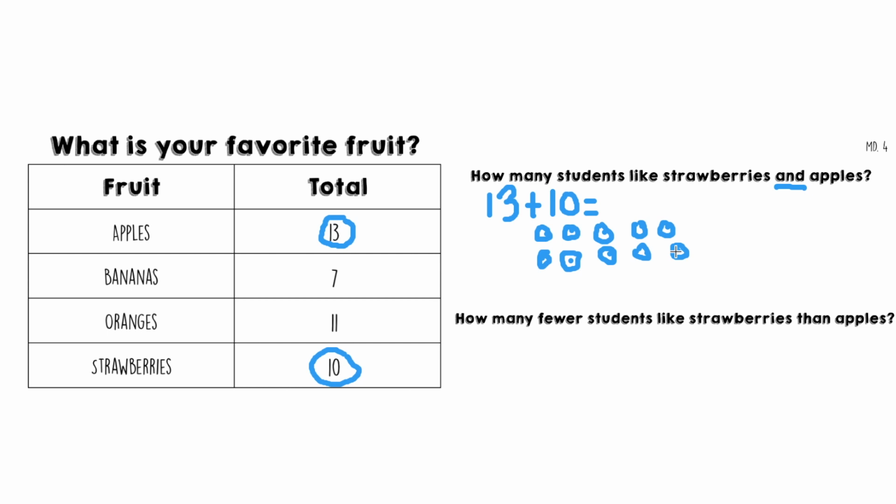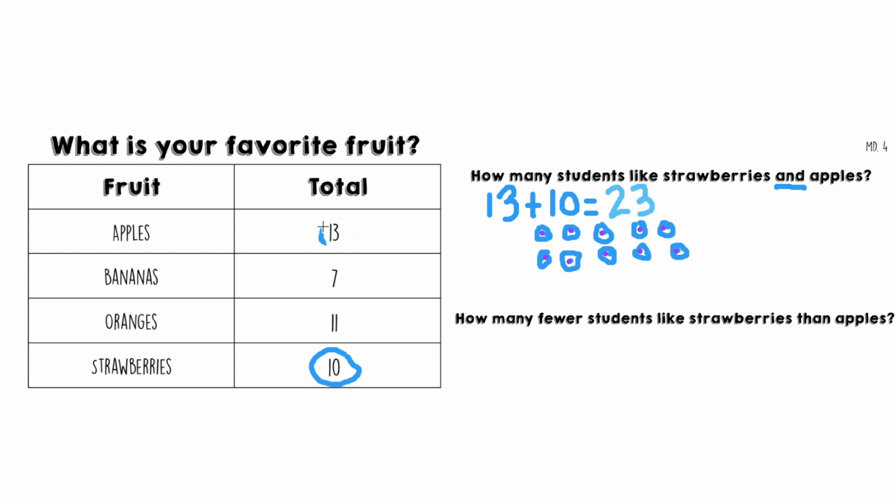But don't forget, since we're good mathematicians, let's double check our work. And I'm going to change my color just to make sure that I've counted each of those circles. So let's do it one more time. Remember, we started 13 and we're going to count on. 13, 14, 15, 16, 17, 18, 19, 20, 21, 22, 23. So that's correct. We have 23 students who like strawberries and apples.